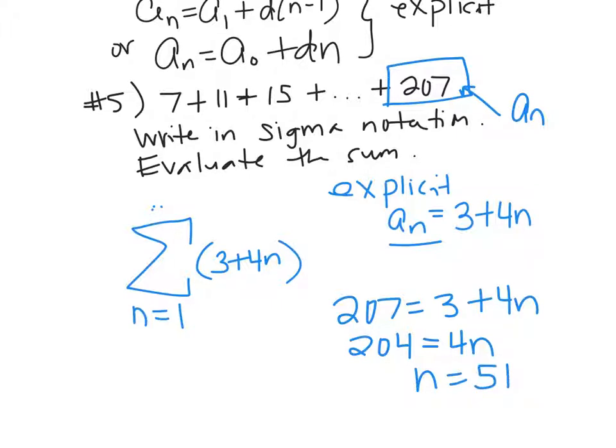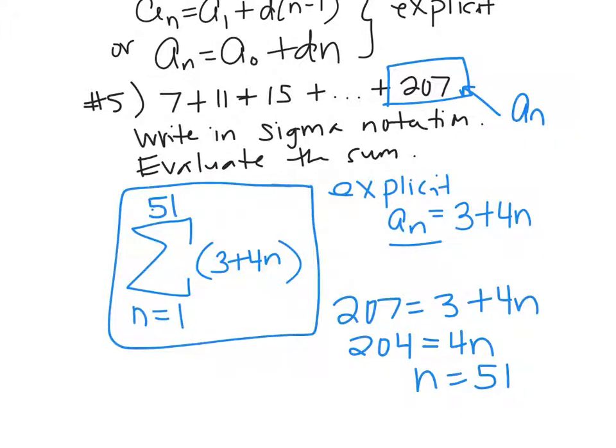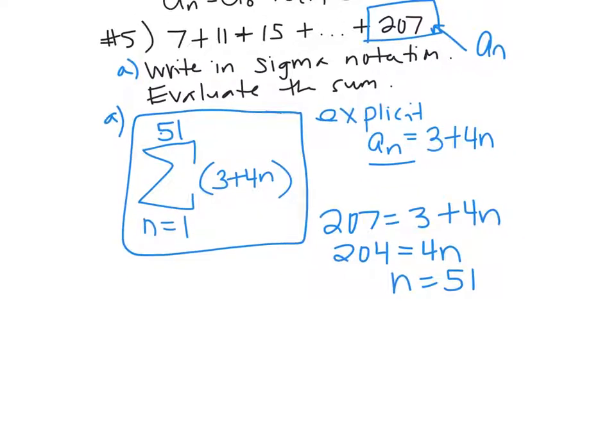That means that I am adding up 51 terms. This is the 51st term right here. So I put a 51, and that would be my answer. That's the first part. It's kind of like this is part A in sigma notation. And then part B now is to evaluate the sum.